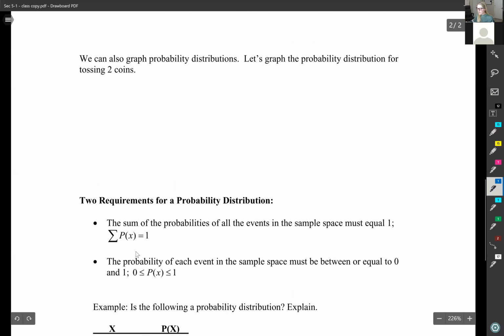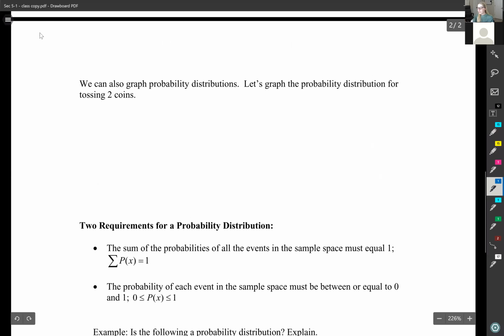So page 2 says that we can also graph a probability distribution. We're going to go ahead and graph the one that we just did on the last page, which is the one for tossing 2 coins. Once again, this is probably going to look pretty familiar. It's going to look like a bar graph or a histogram. So this probably won't be too difficult to learn.